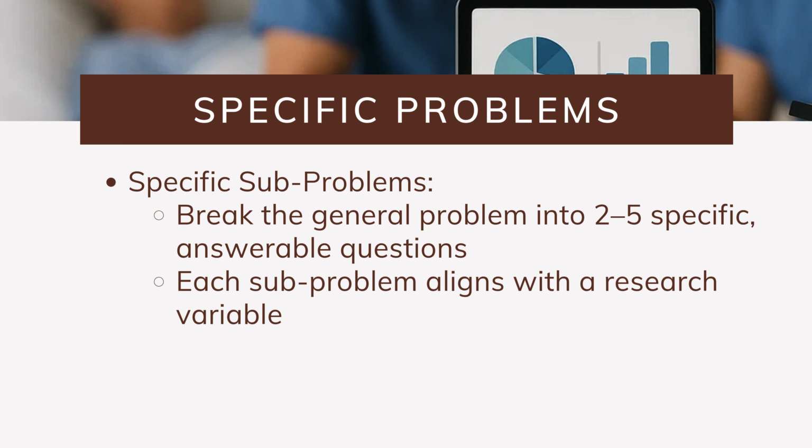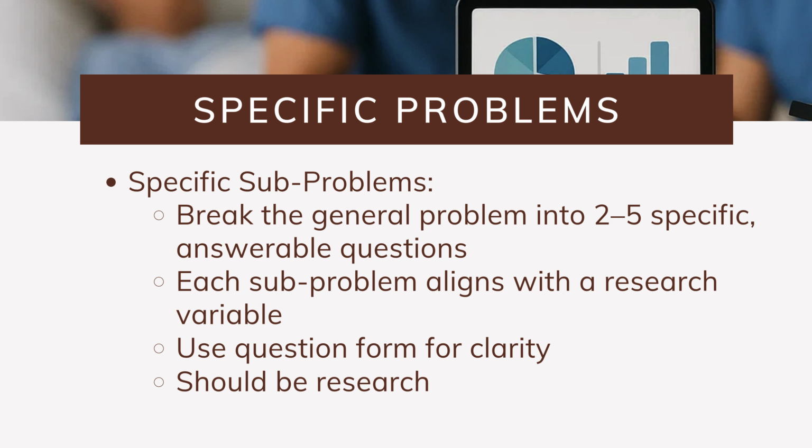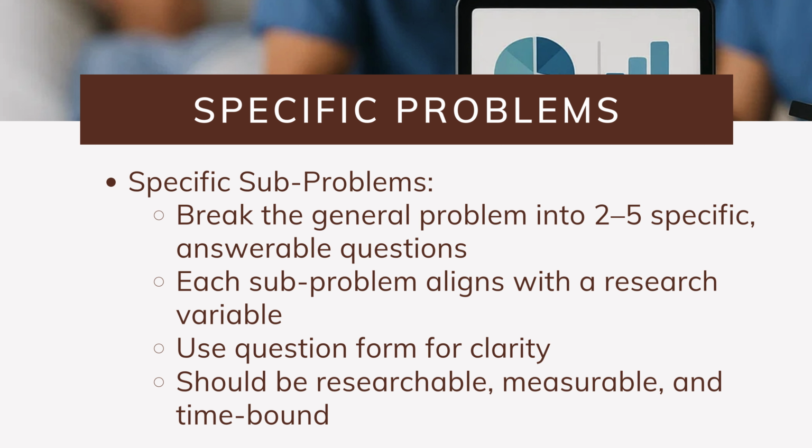Ideally, you should have 2 to 5 sub-questions. These are measurable, researchable, and will tie back to a part of your data collection tool. These sub-problems are written as questions, not as statements, so your readers can see exactly what you are investigating. Again, they should be researchable, measurable, and time-bound.